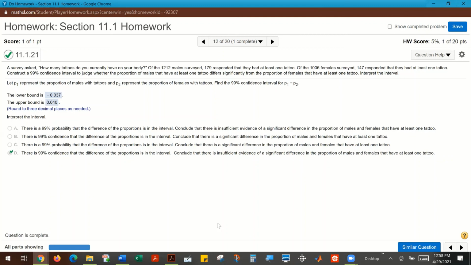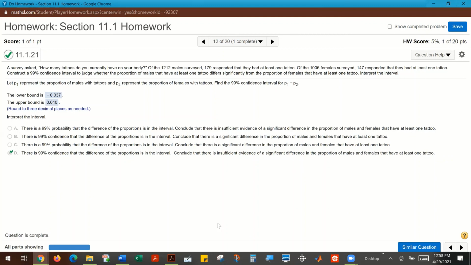So the idea is, do we have sufficient information, or sorry, do we have insufficient evidence of a significant difference, or can we conclude that there is a significant difference? So looking at the interval, you kind of have to decide, okay, can we conclude there is a significant difference, or do we have insufficient evidence that there is a difference between the male and female? And I would say there is insufficient evidence, because again, look at how small those bounds are, right? So let's check this answer.